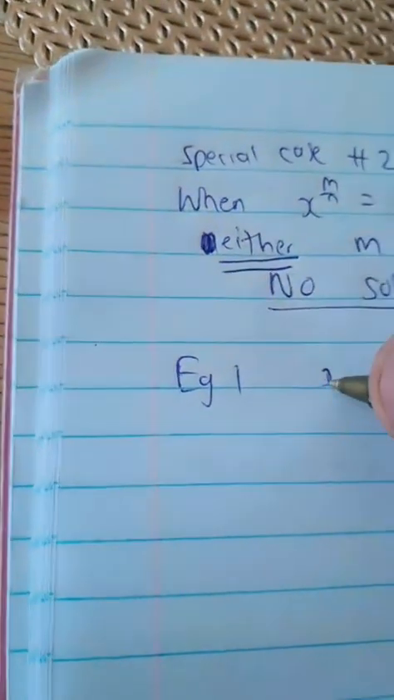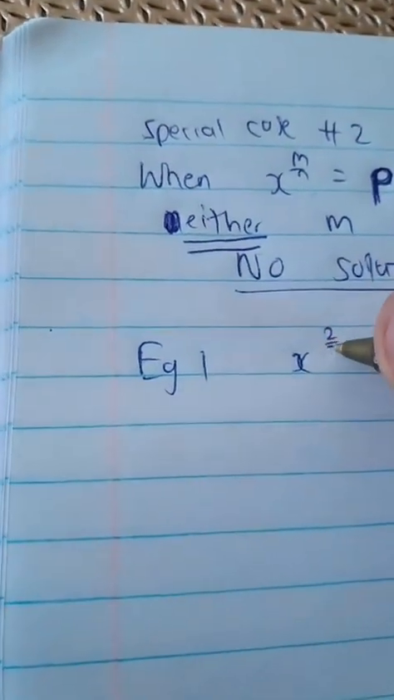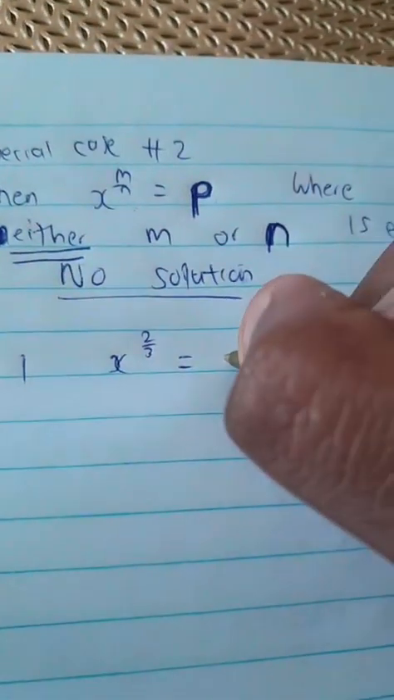Okay, so let's look at the example so that we can cover both bases of what this means. So let's look at this. x to the power 2 over 3 is equal to minus 5. Start right there.